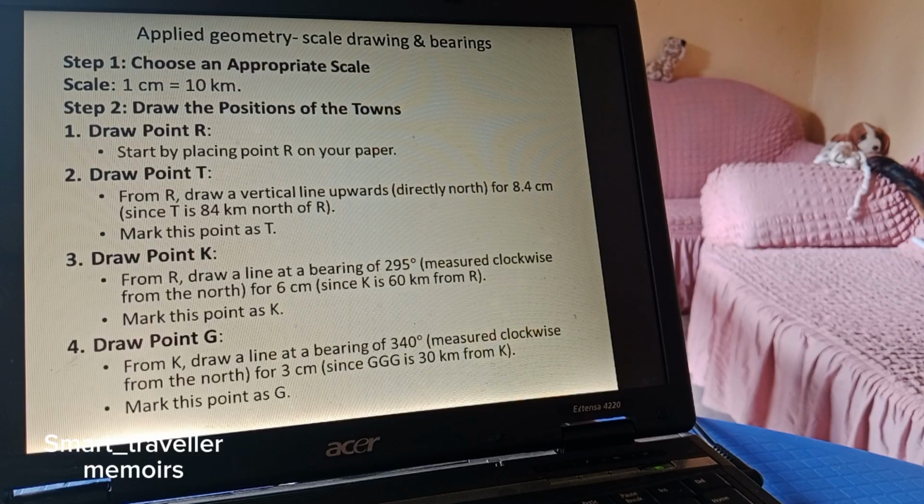Draw point K. From R, draw a line at a bearing of 295 degrees, measured clockwise from the north, for 6 centimeters, since K is 60 kilometers from R. Mark this point as K. Draw point G. From K, draw a line at a bearing of 340 degrees, measured clockwise from the north, for 3 centimeters, since G is 30 kilometers from K. Mark this point G.